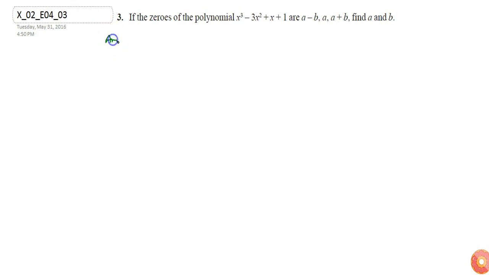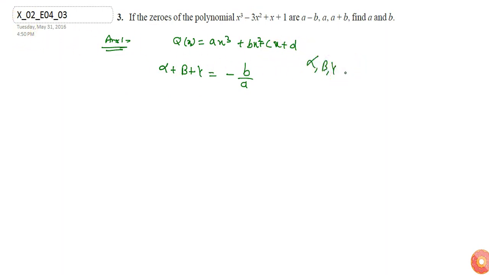Here I can use the property which is that if q(x) is a cubic polynomial ax cube plus bx square plus cx plus d, then alpha plus beta plus gamma will be minus b by a. So here I compare, where alpha, beta and gamma are the zeros of q(x).